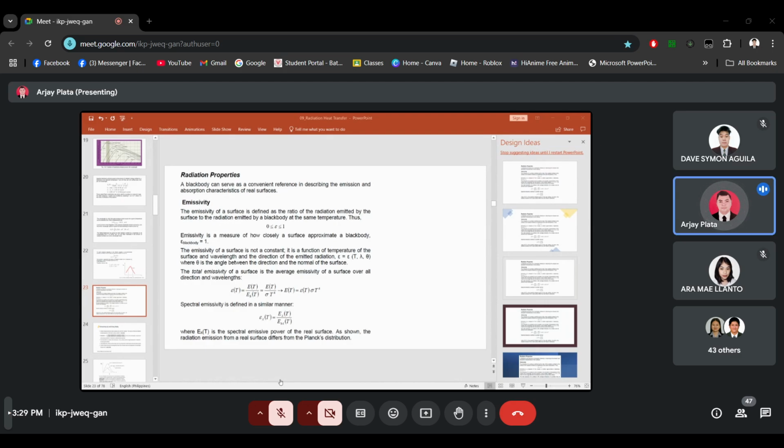Okay, so I'm back. Let's discuss the emissivity. Emissivity is a measure of how closely a surface approximates a black body. The value of emissivity is from 0 to 1. When it is 1, it is a black body.